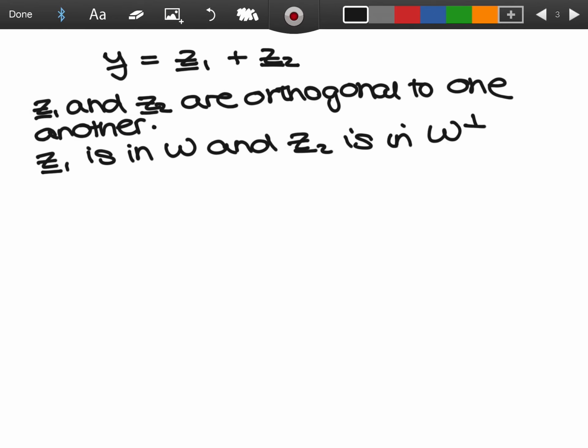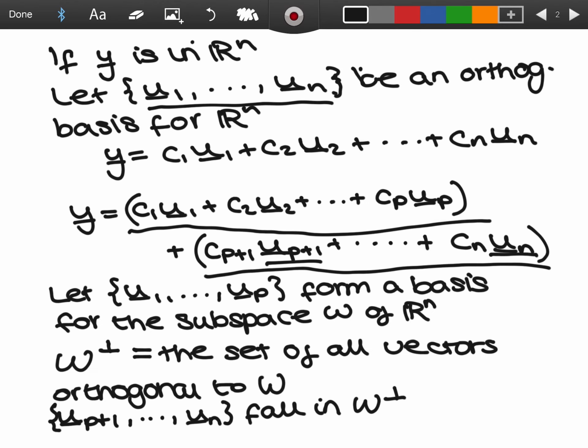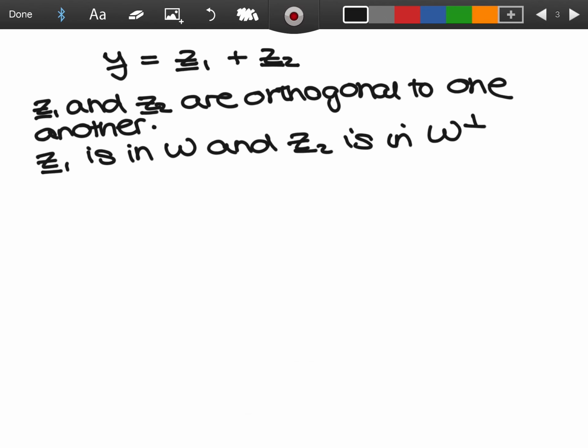So as I said, if you want to show that Z2 is in W perp, remember, Z2 is made up of a linear combination of these terms. If you take the dot product of that whole term with any one of these terms in W, you're going to get 0, because you've started out with an orthogonal basis for Rn. So you know that Z1, as we've set it up to be, is in W, and Z2 must be in W perp.